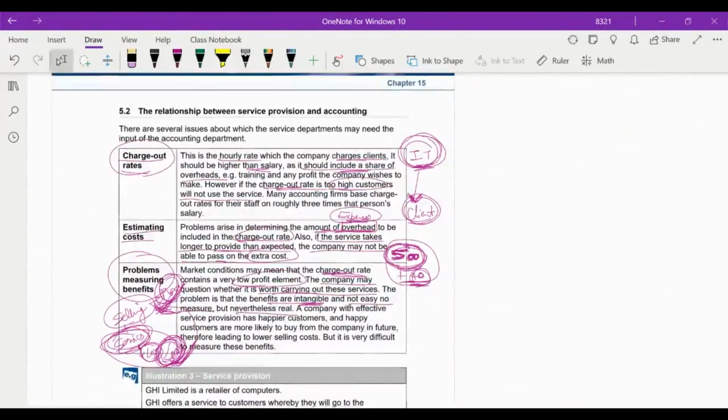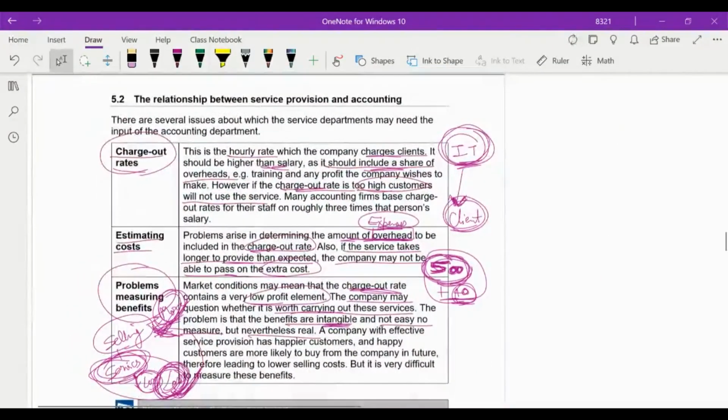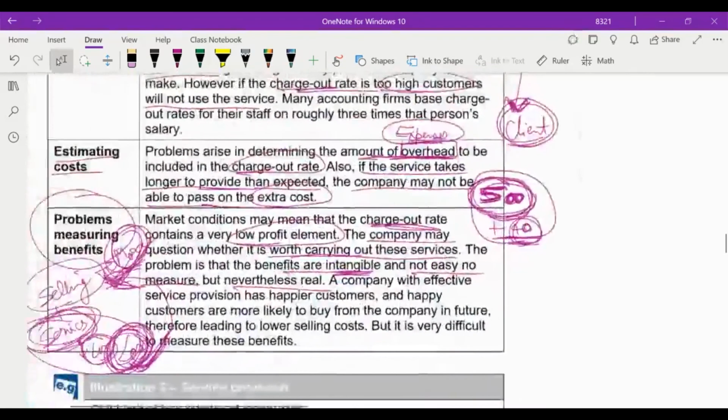These are the areas in which accounting helps. You can say that deciding the charge out rates, estimating the cost, and deciding whether to continue the service division or not all require decision making, which has to come with the help of the accounts department. The accounts department will come up with monetary figures, and in light of those figures, it will be easier for the organization to make decisions.